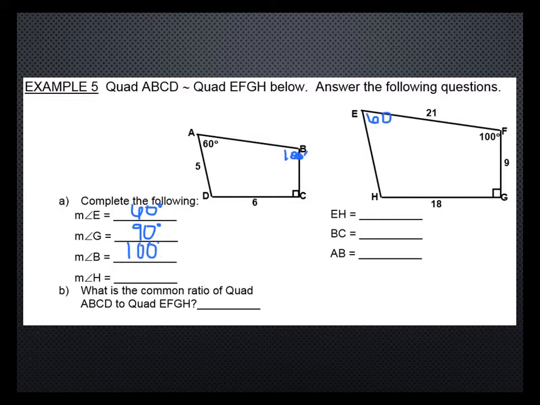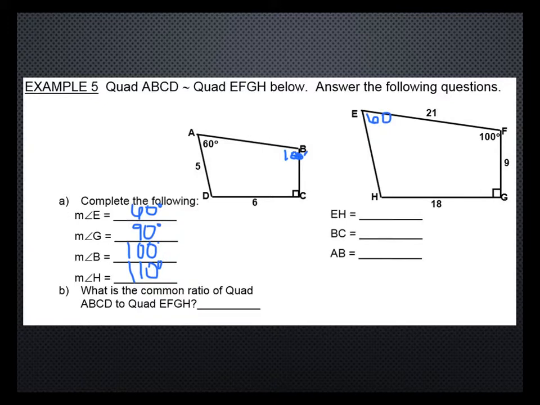The measure of angle H and the measure of angle D would both be 110. This is because all angles inside of a quadrilateral add up to 360 degrees. So now let's find the measure of side EH, BC, and AB.